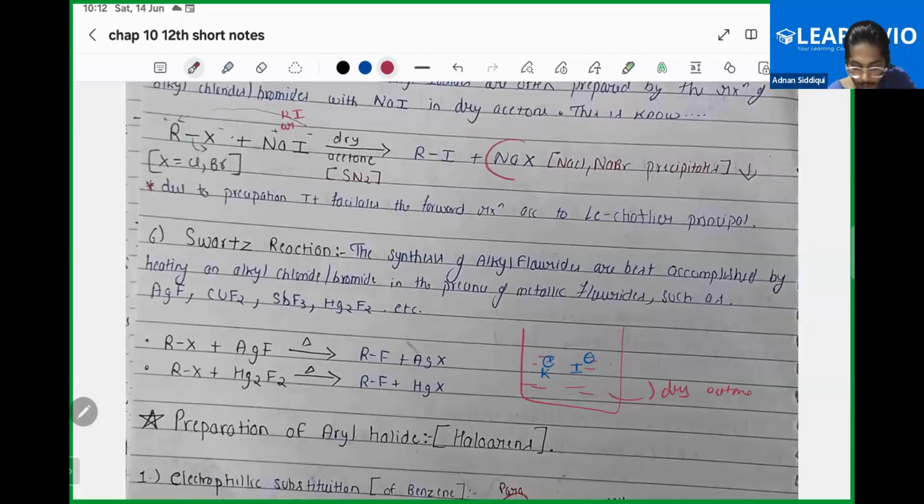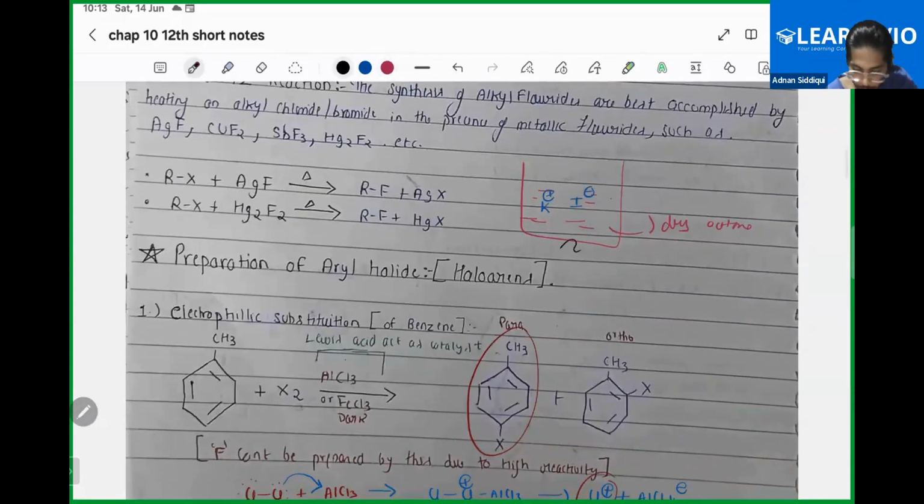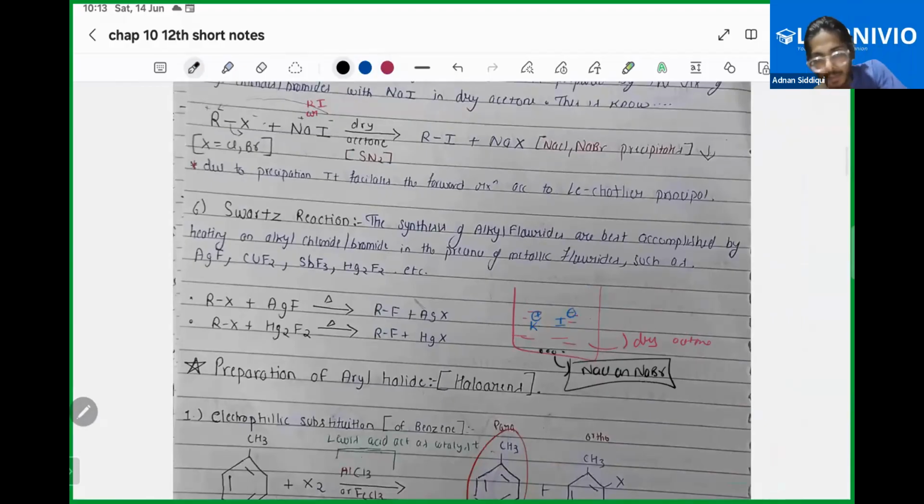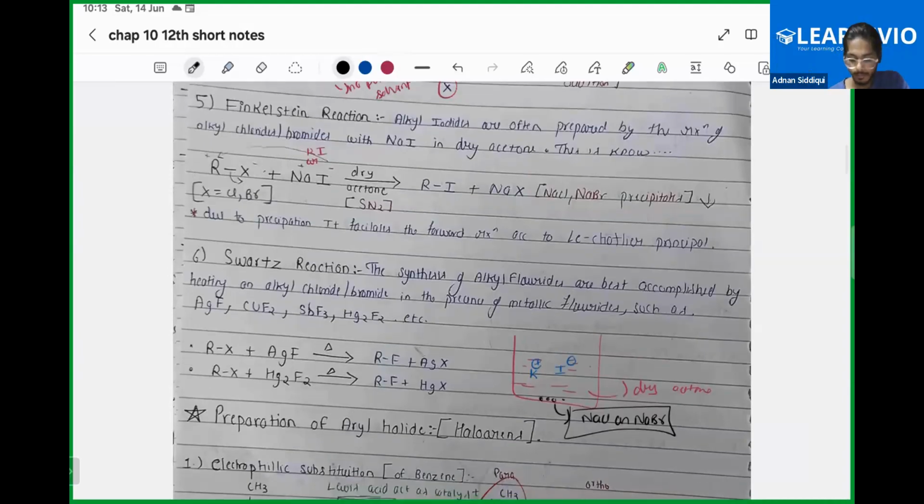And the product, NaCl or NaBr, is not soluble in acetone. They will not get dissolved. They will simply precipitate out at the bottom. With the help of this, you can simply discard it and you will get your forward reaction, more and more product. Le Chatelier's principle is validated. Is this clear?